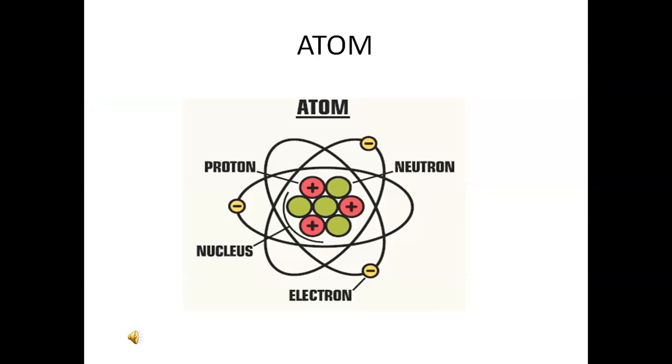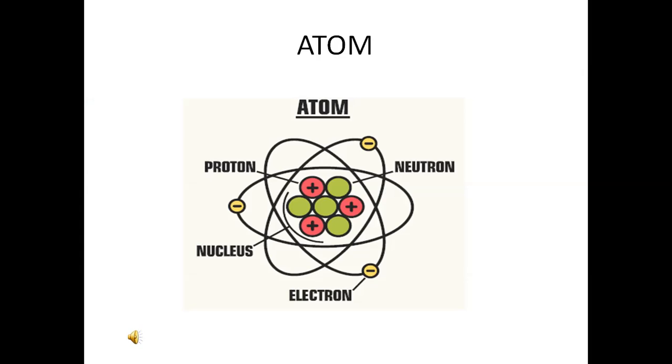Atoms. You know about atoms very well. In earlier classes, we have seen briefly about atoms. We have learned that all materials are made up of small particles called atoms. The center of the atom is called the nucleus. The nucleus consists of protons and neutrons. Protons are positively charged and neutrons have no charge, so they are neutral. Negatively charged electrons revolve around the nucleus in circular orbits.